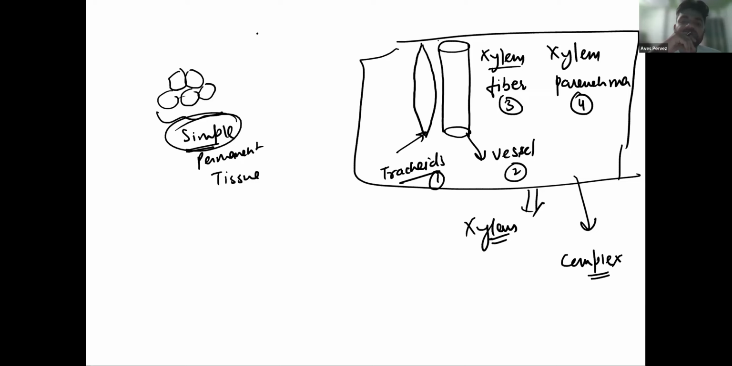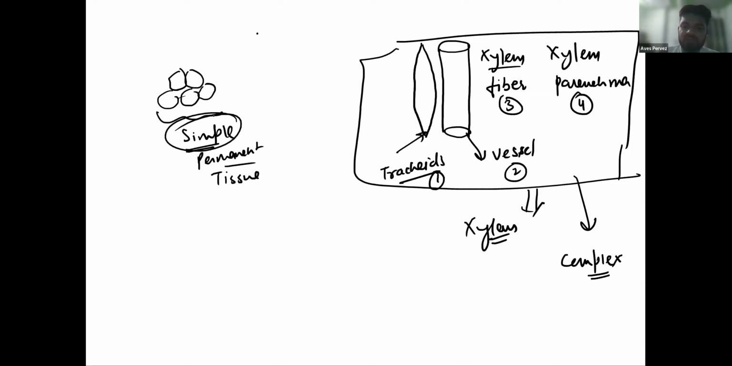Tell me, dear students, what is the difference between simple permanent tissue and complex permanent tissue? Simple permanent tissue consists of only one kind of cells. Let me show you the difference with pictures. Complex permanent tissues are made up of many types of cells together, but simple permanent tissues are made up of only one cell type.